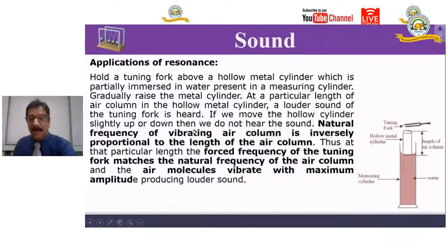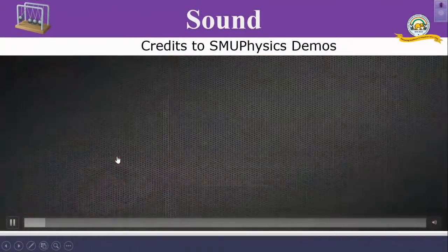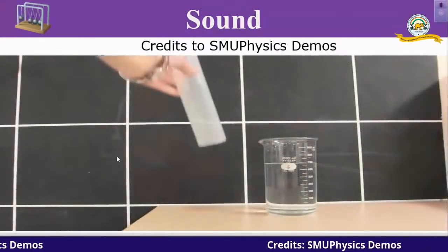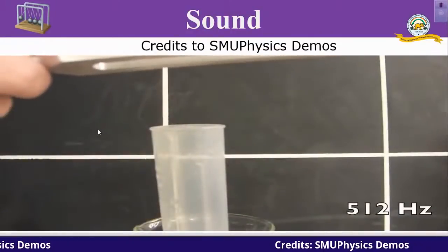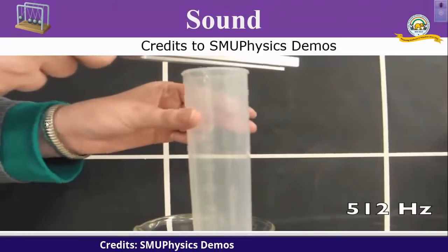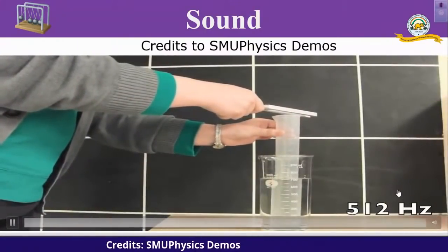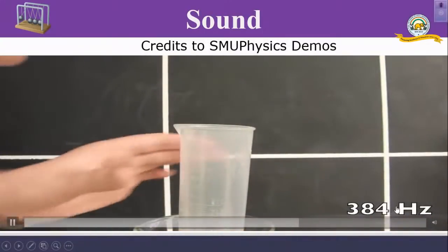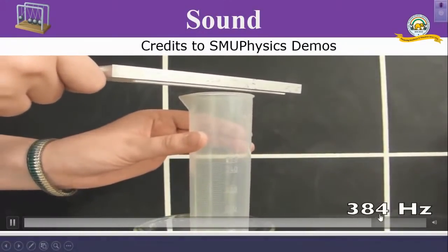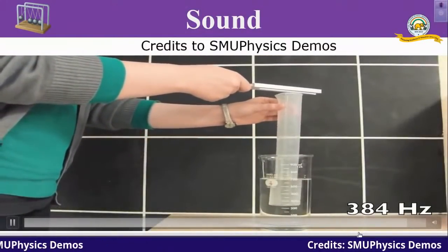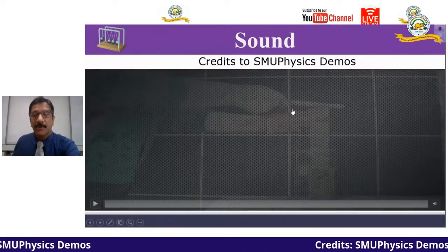Now again in this video you will see the same thing happening, whatever I've explained. This is the hollow tube which is kept. Now you can hear louder sound. Now when the tube is raised, you don't hear that sound. But at that length only you can hear it. This is with 512 hertz. So the length of the air column is smaller. Now he's trying with 384 hertz. So he has to raise it up. And here you hear the louder sound. So this happens because of resonance.